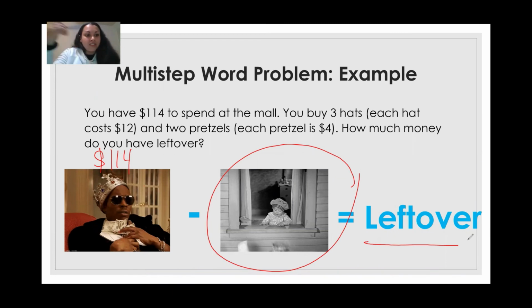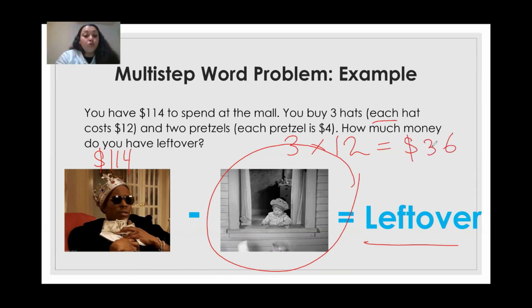Again, this is multi-step. So first we have to figure out how much we spent. So we again bought 3 hats, and each of them was $12. Again, just like the problem from the previous slide, if each of them cost $12, that's repeated addition, 12 plus 12 plus 12, which is the same thing as multiplication. So our hats cost us 3 times 12, which is $36.